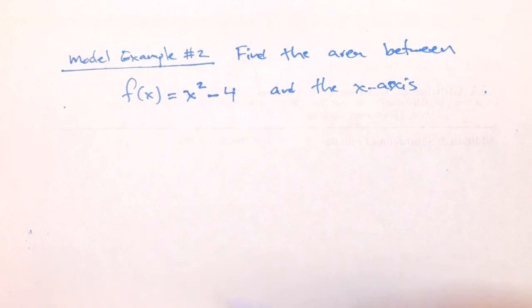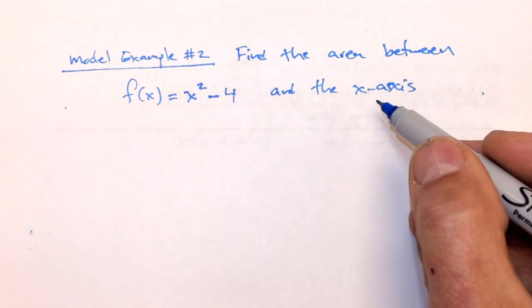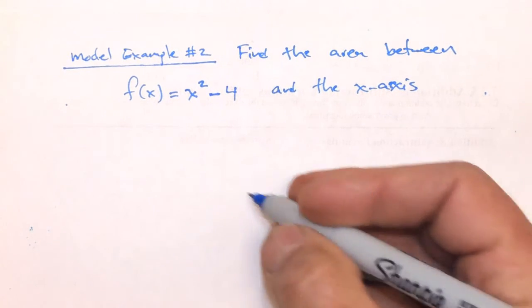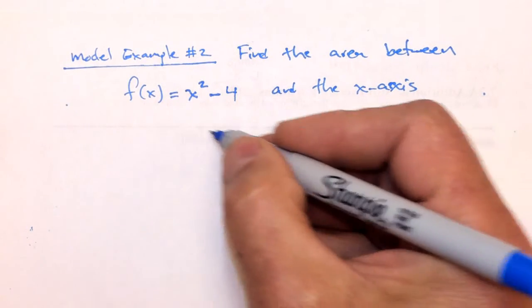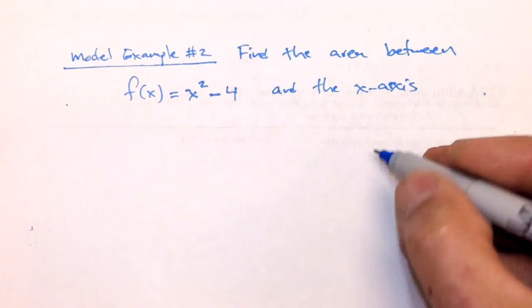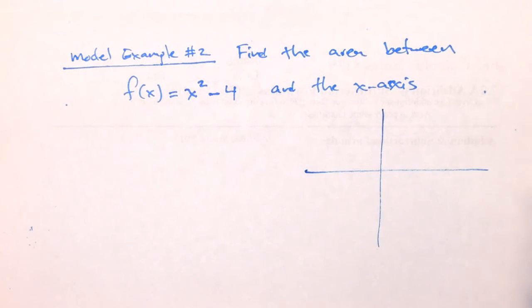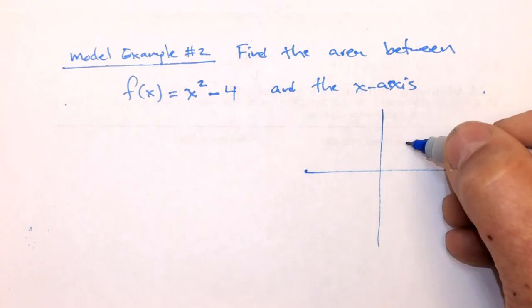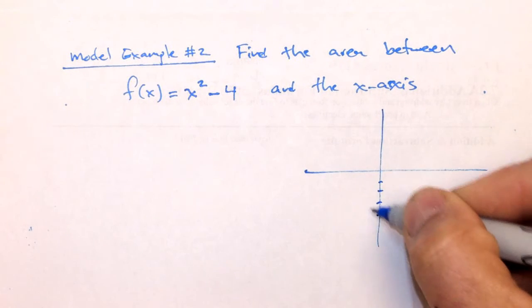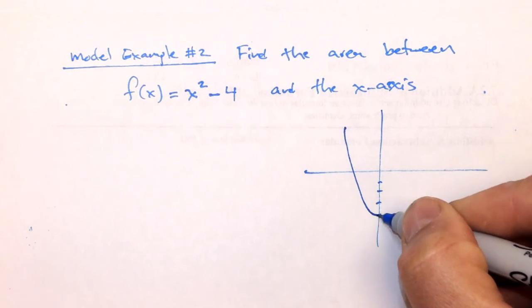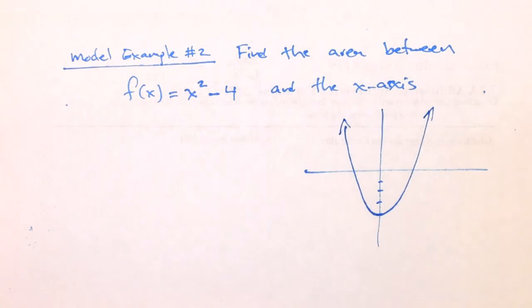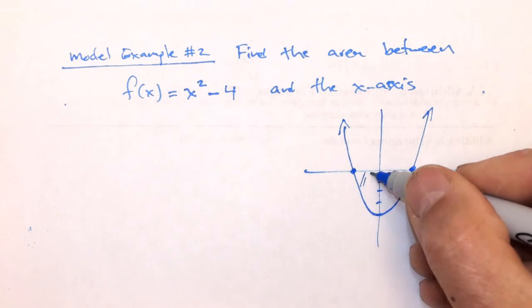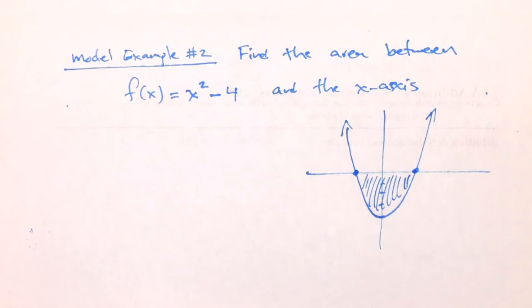Find the area between f of x equals x squared minus 4 and the x-axis. So we're going to do this one without a calculator. Let's take a look at this. This time it does not give me the endpoints, but we might notice that this is a parabola. A parabola x squared goes this way, it's minus 4, so it's the parabola that's shifted down 4. And there are two zeros, and that is going to be a positive area.